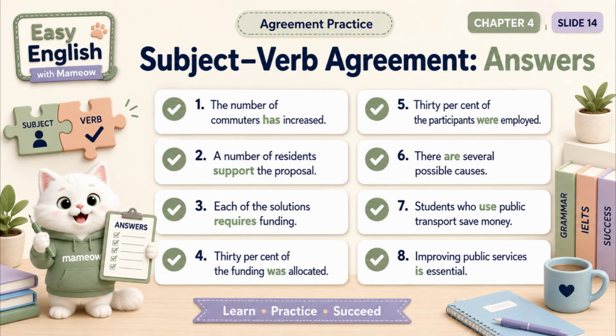Let's check the answers. 1. The number of commuters has increased. We use has because the head noun is number, which is singular. 2. A number of residents support the proposal. Be careful, a number of means several, so it takes a plural verb. That is why we use support, not supports.